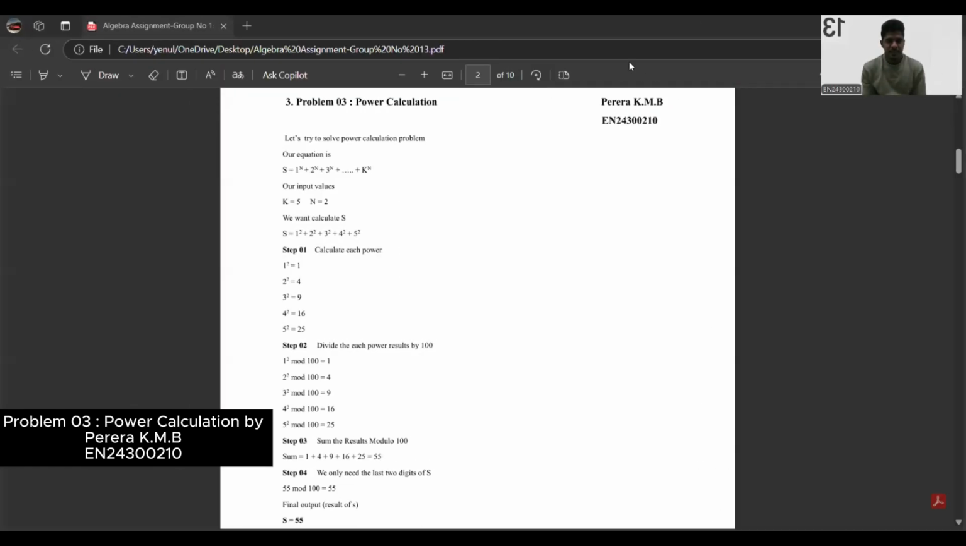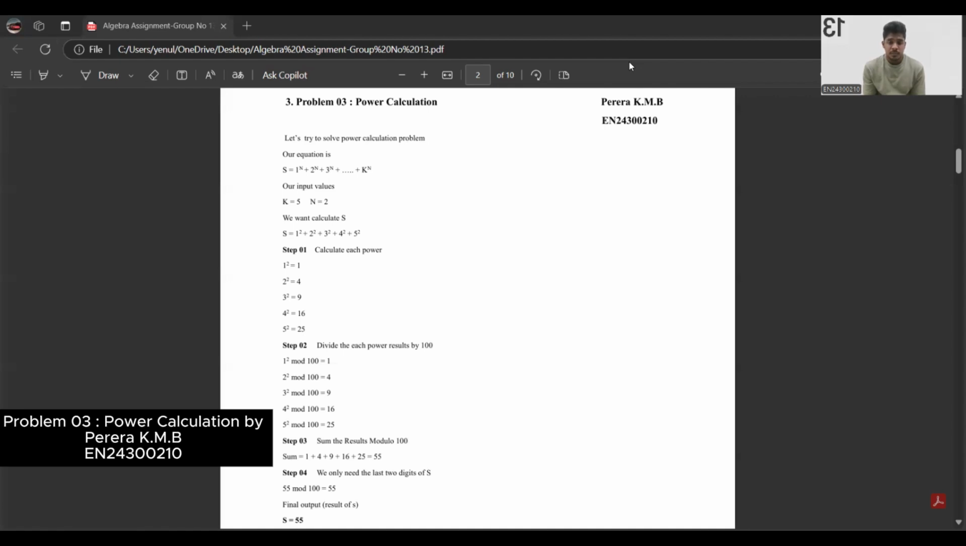This explanation addresses the calculation of a power summation problem where the formula is S equals 1 to the power n plus 2 to the power n plus 3 to the power n up to k to the power n. With k equals 5 and n equals 2, the solution proceeds as follows. Calculate each power. Compute 1 squared, 2 squared, 3 squared, 4 squared, 5 squared, resulting in 1, 4, 9, 16 and 25. Modulo operation. Each computed power is taken modulo 100.